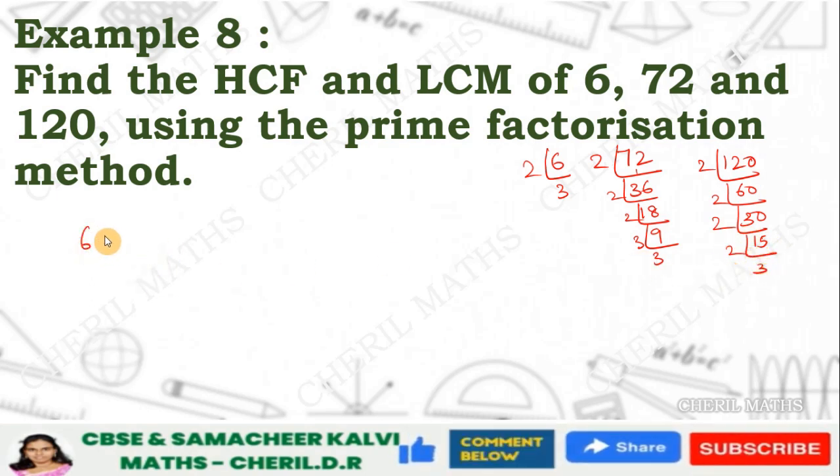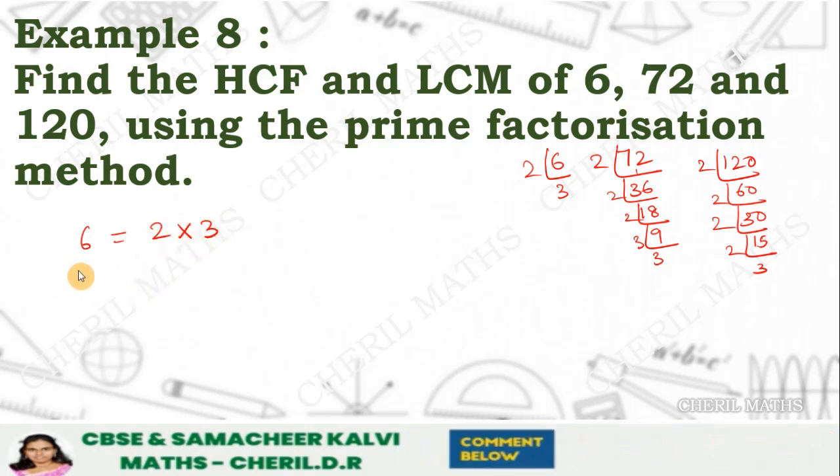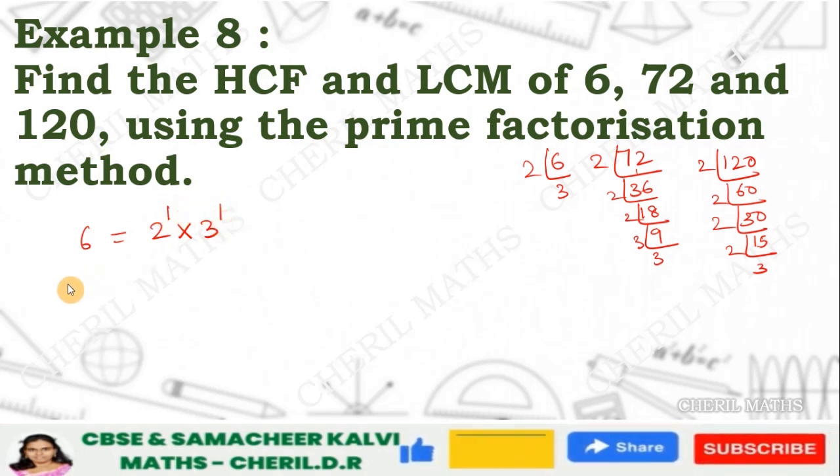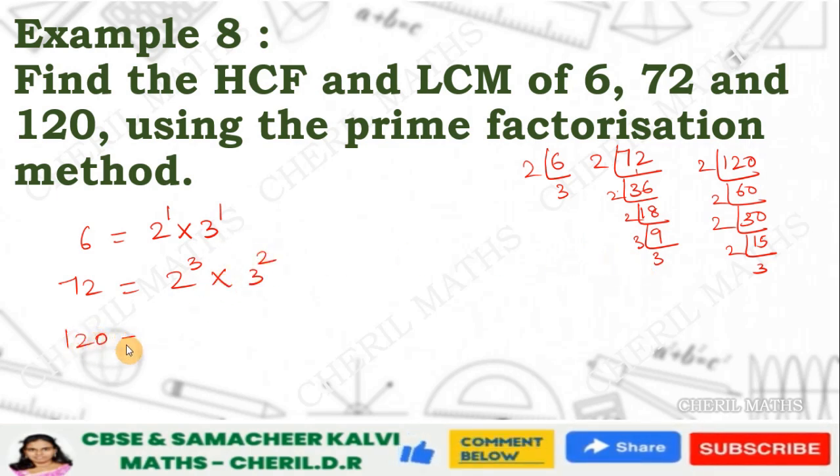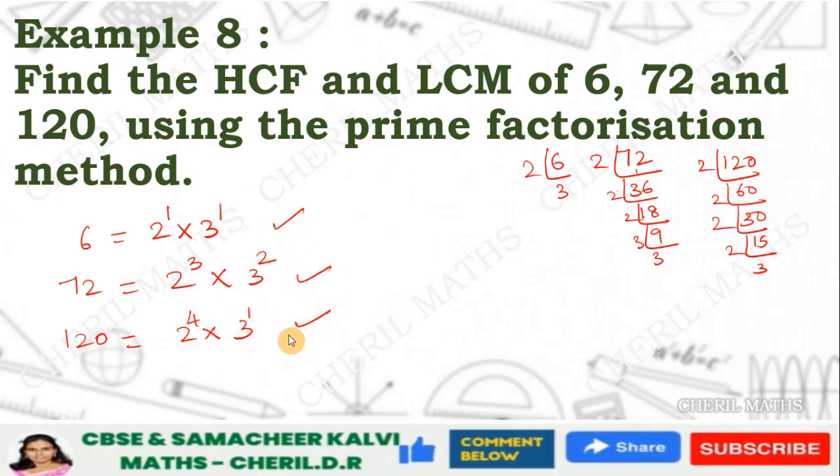Okay, so for 6, what are you getting? For 6 you are getting 2 into 3, so the powers are 2 power 1 into 3 power 1. For 72, you are getting 2 and 3. How many powers for 2? 3. How many powers for 3? 2. And for 120, you are getting 2 and 3 again. How many powers for 2? 1, 2, 3 and 4. And for 3, you have 1 power only. So these are the factors of the given numbers. Because they have asked us to use the prime factorization method, we have to use that way only.